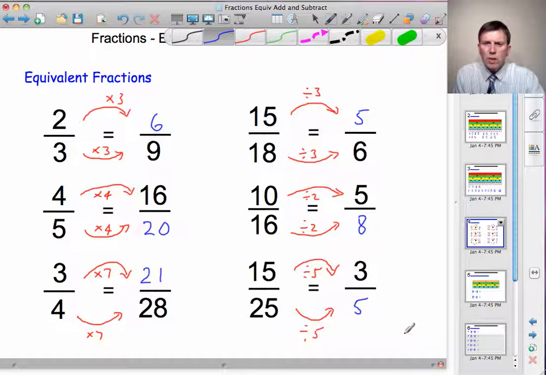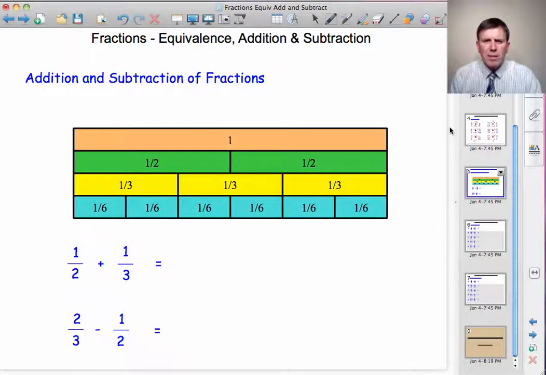Now this would be a good time for you to pause the video and have a go at exercise A, which is exactly like the examples on this page. Right, we're now ready to tackle the main part of the lesson on adding and subtracting fractions.